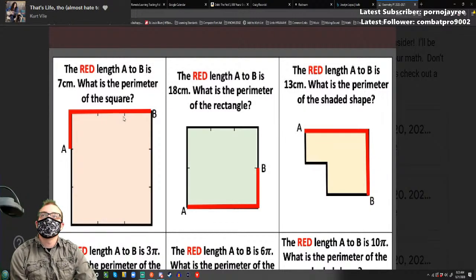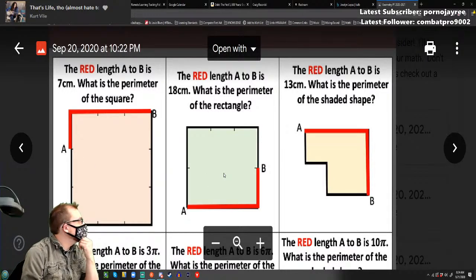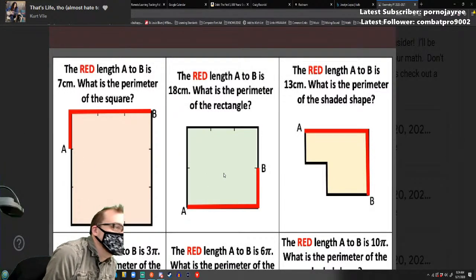Now, these little tick marks right here are dividing up the sides into thirds, aren't they? Third of a piece, third of a piece, third of a piece. So if this much is 7, how are we going to figure out the rest of it? How would you do it? How would you solve a problem like Maria?